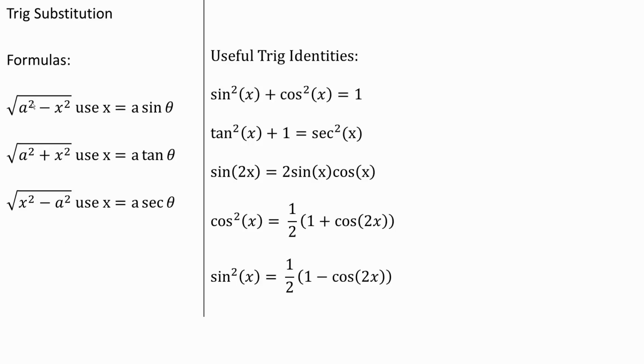So the square root of a squared minus x squared, then we would use x is equal to a sine theta. If you have the square root of a squared plus x squared, then you would use x is equal to a tan theta. And if you have the square root of x squared minus a squared, then you would use x is equal to a secant theta. And these are useful trig identities that we will also need, but you probably know most of them.